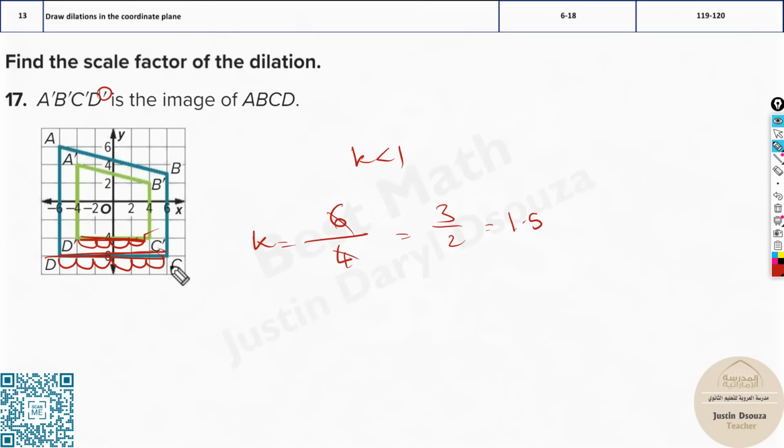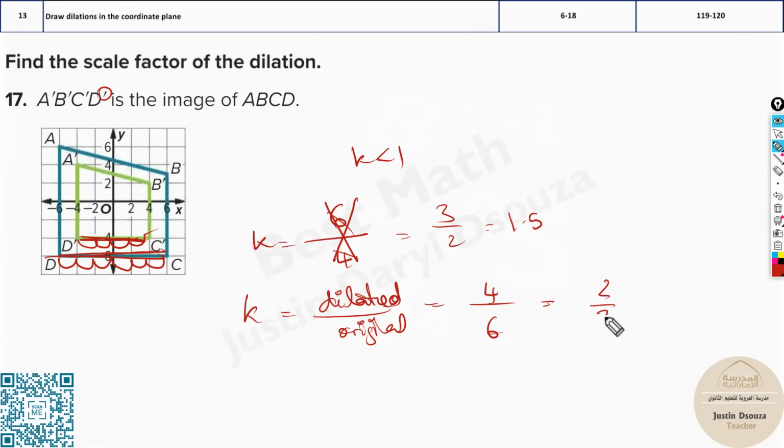Now, wait a minute. See, I have made a mistake. Original image is up above. Sorry. See, this is wrong. I'll write the formula. Dilated divided by original. Now, what's the mistake I did? I took the original first. It's in fact 4 divided by 6, which will be 2 by 3. This is the correct answer, 2/3.